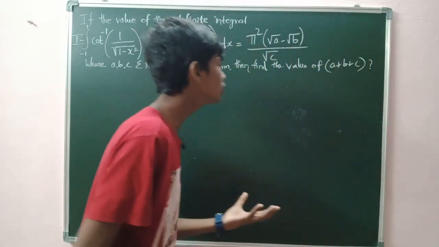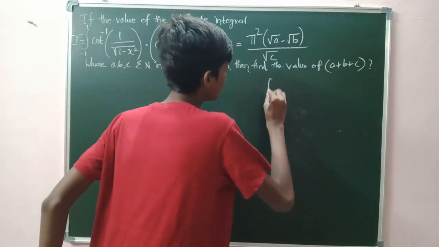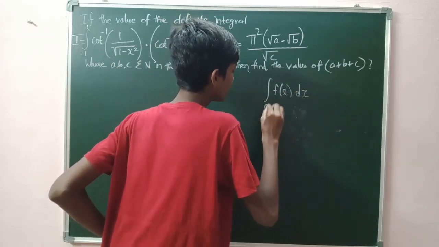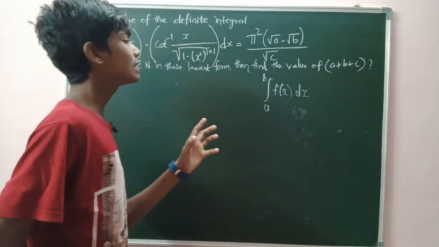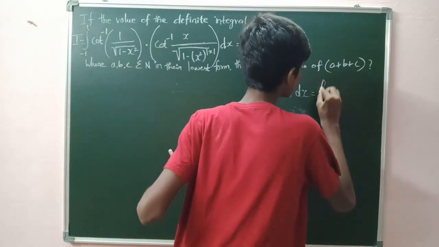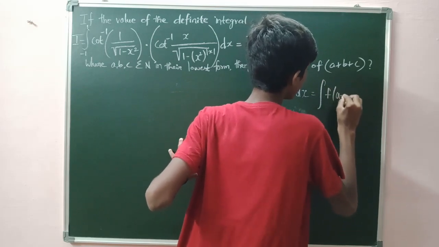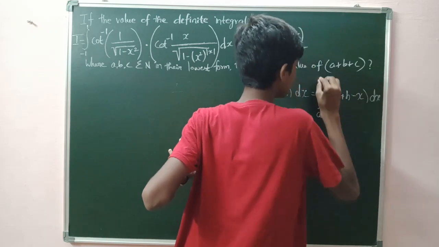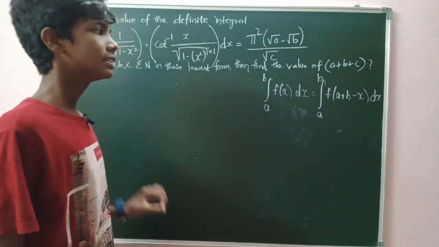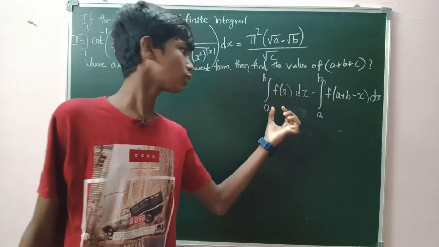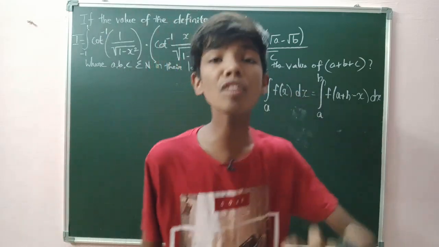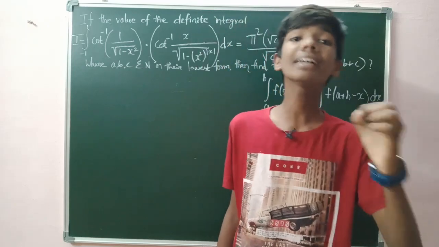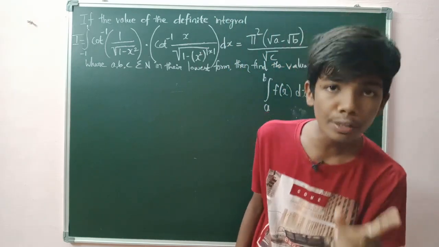So what does King's rule say? King's rule says that the integral of any function f of x dx with limits from a to b can be written as the integral of f of a plus b minus x dx from a to b. You just need to replace x by the sum of the lower limit and upper limit minus x.